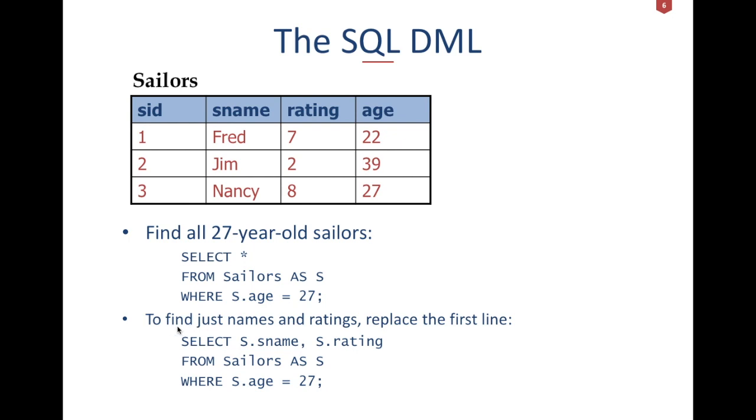So to find just the name and ratings, we replace the first row with only S.sname and S.rating, and this will do a projection of the selection on these two columns. So the same thing, but I would only have Nancy and 8 in that case.